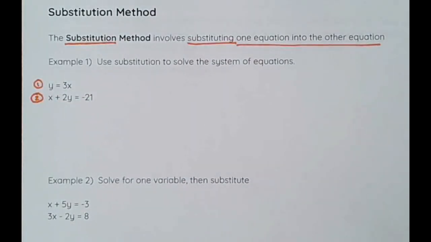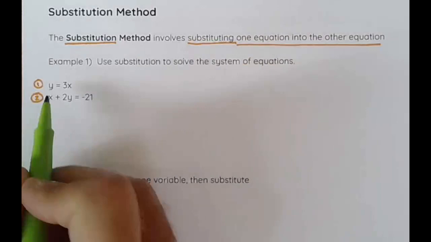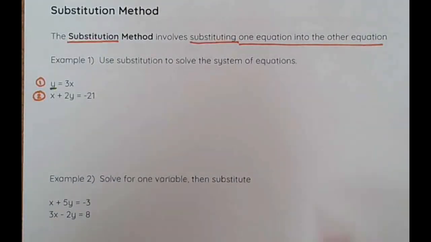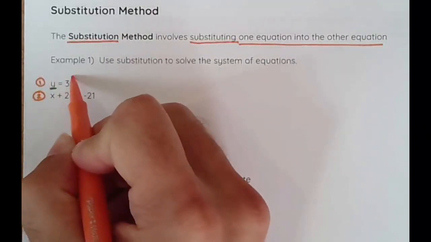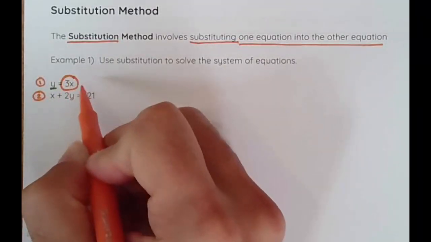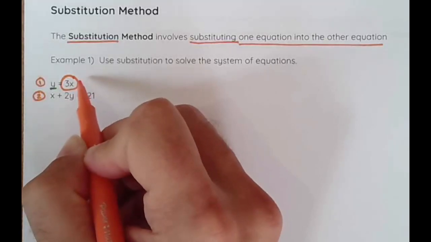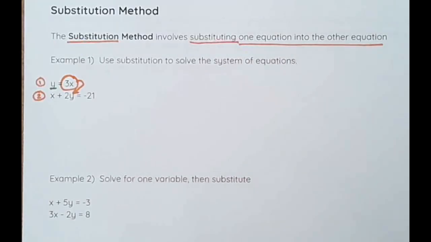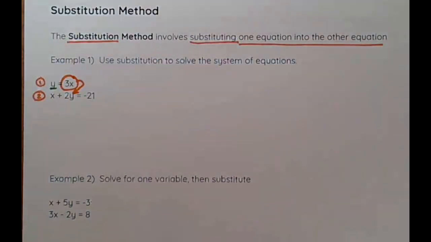Equation 1 we can see is already solved for a variable, y equals. So something we're always looking for is, do I have something easy to substitute in? So y equals 3x. Because y is equal to 3x, I'm going to take that 3x and substitute it into the other equation, equation 2, in for that value it's equal to. So into for y.